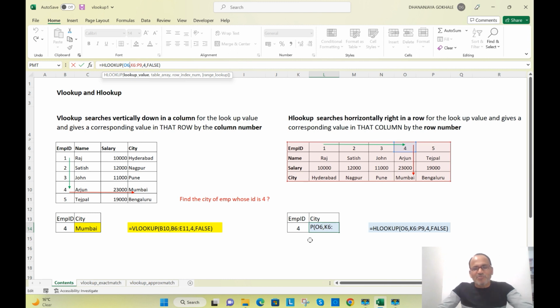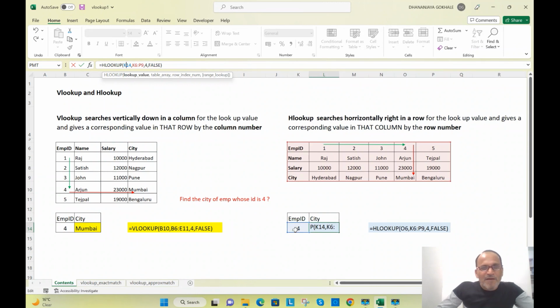I think there is a small mistake. Let me correct it. It should not be O6 because we are solving the question here. So we are looking up the employee ID over here. What cell is this? This is K14, right? So I'm going to change it to K14. When we come to this, we are trying to get the city over here. So we are looking up an employee ID value of 4. So the lookup value is K14.